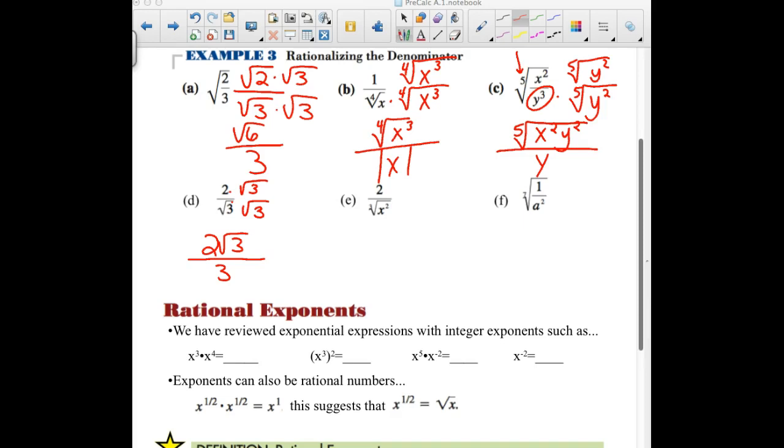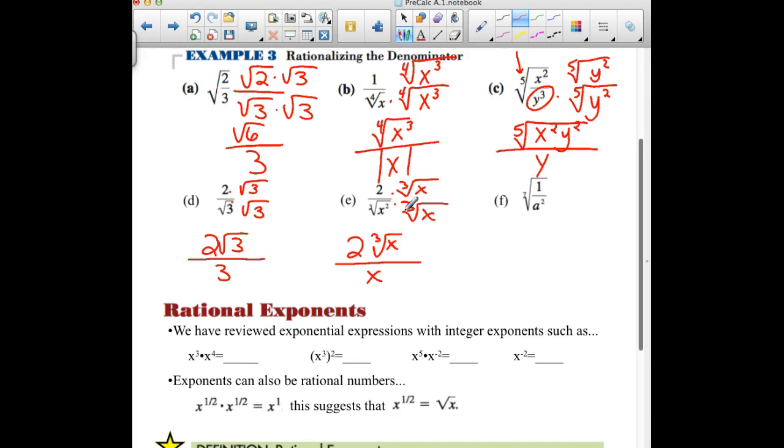All right, for E, we have the cube root of x squared in the denominator. We need one more x to make that an x cubed. So we are going to multiply numerator and denominator by the cube root of x. We end up with 2 times the cube root of x for our numerator. In the denominator, we now have the cube root of x cubed, which is a plain x.